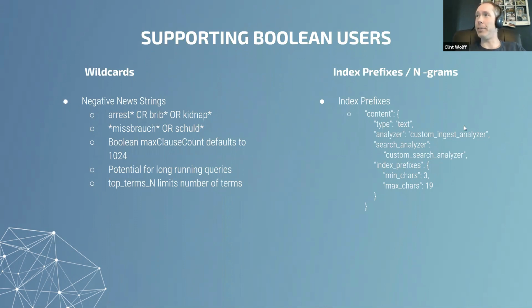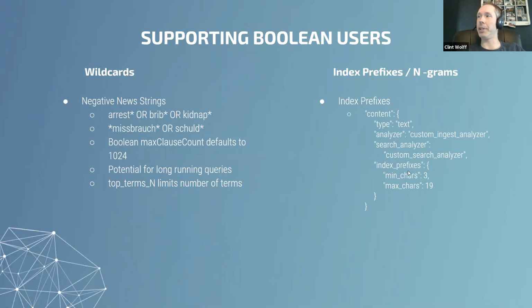So how did we solve this? I probably should have hidden the right side of these so you weren't cheating and jumping ahead. But how did we solve this? So we use index prefixes. Index prefix is very, very simple to implement. So pretend this is a mapping in our index, and I have a field called content. It's of type text. I have an ingest analyzer, a search analyzer.